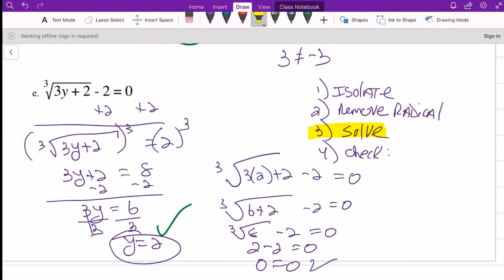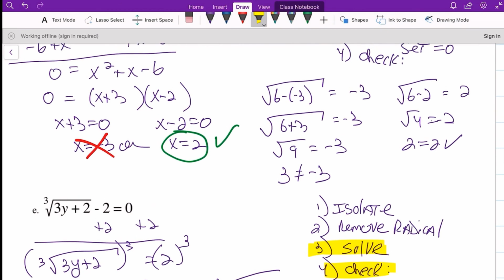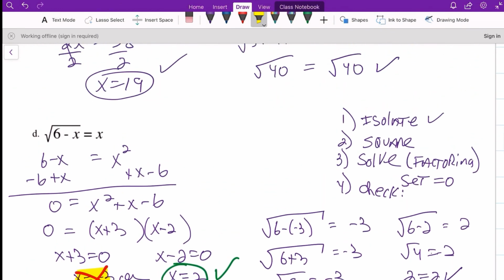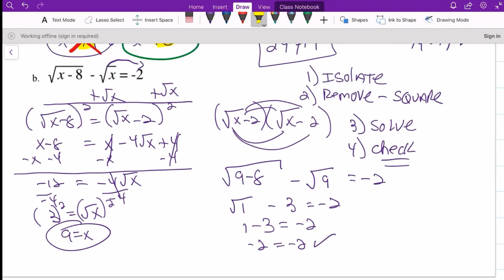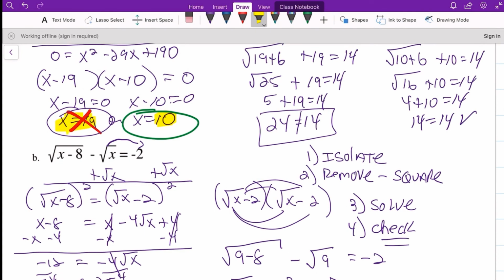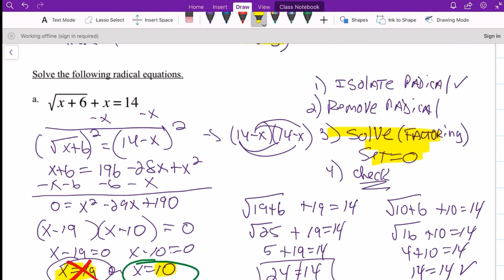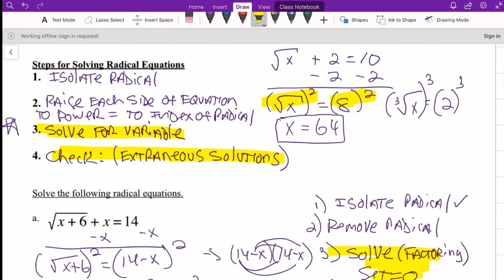And then you always want to do that last step and check, because you did see we had some answers in some of these problems that were extraneous solutions. They didn't work out. And that's it. Those are your 4 steps for solving radical equations.